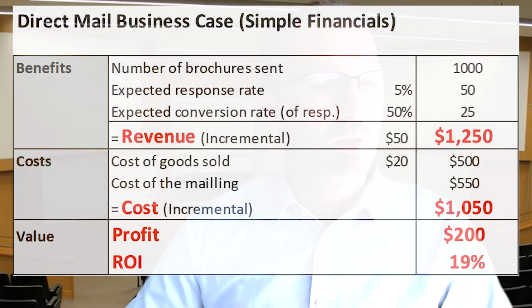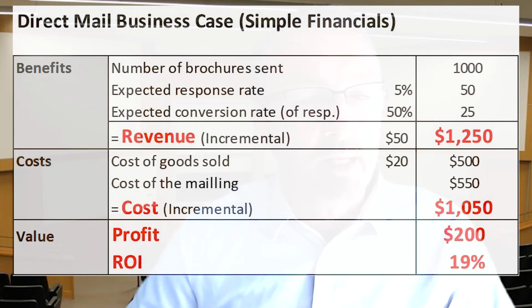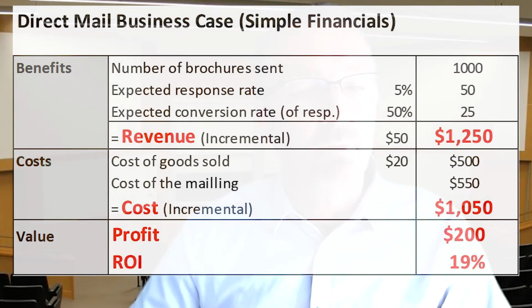Now, let's look at the cost side. So on the cost side, when we do the mailing, it costs something to do the mailing and send things out. In this case, it's been estimated at a cost of $550. And when people buy a product, then it costs us something in order to produce and deliver those products. And that's estimated to be $20 per purchase, which is $500 for the 25 purchases. And that is why we have a cost estimate of $1,050.